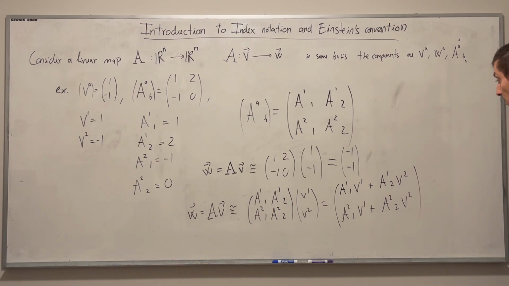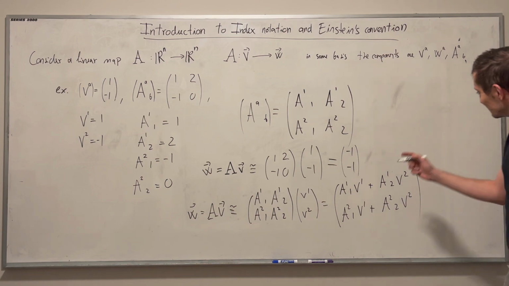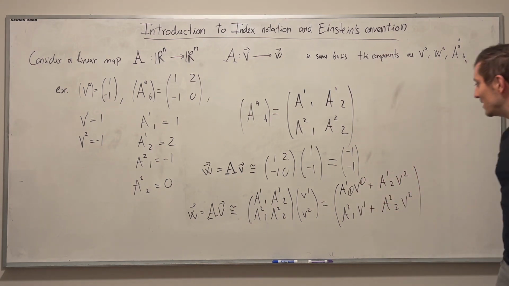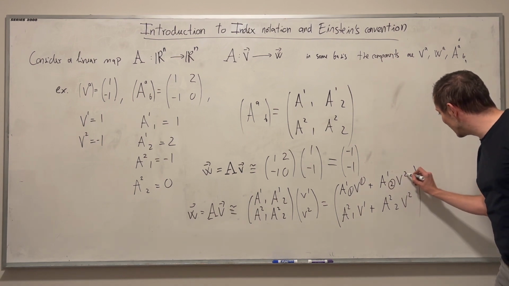All right, well, what do we notice here? What we notice here is that the second index of the matrix coincides with the index of the vector.